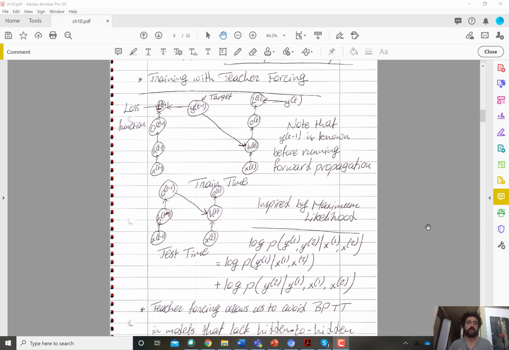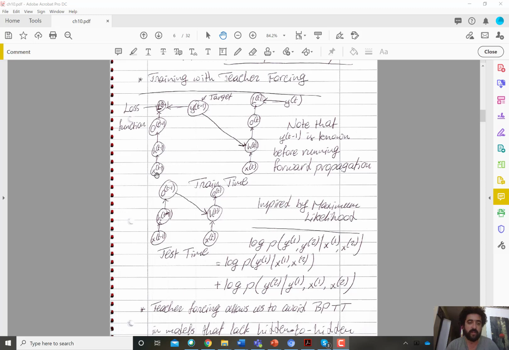And what teacher forcing refers to is a very simple training strategy: instead of the output, when computing the loss of time step T, it feeds the target, or the training label, that is provided from the training data set.